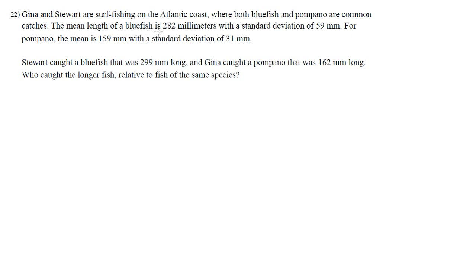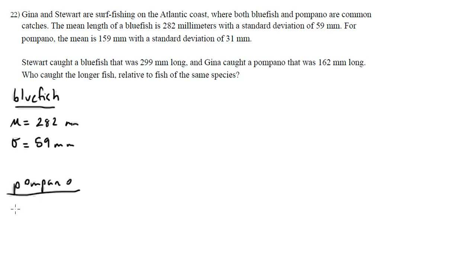The mean length of a bluefish is 282 millimeters with a standard deviation of 59. Let's write some of this down. So bluefish: the mean is 282 millimeters and the standard deviation is 59 millimeters. For pompano, the mean is 159 millimeters and the standard deviation is 31 millimeters.